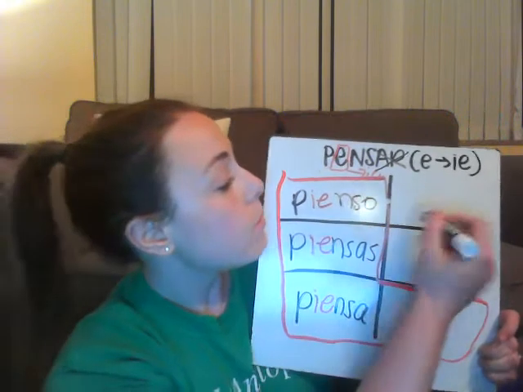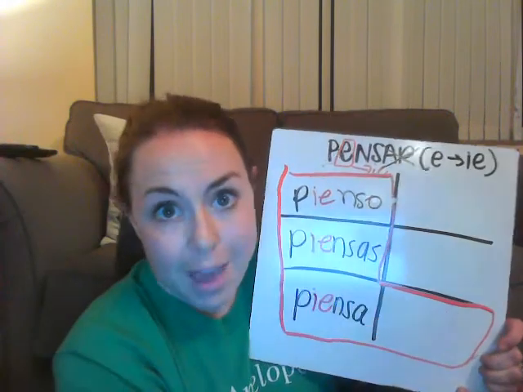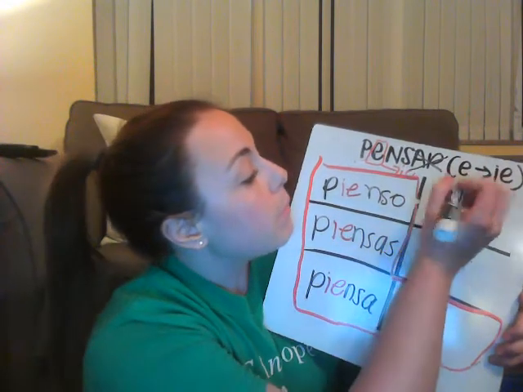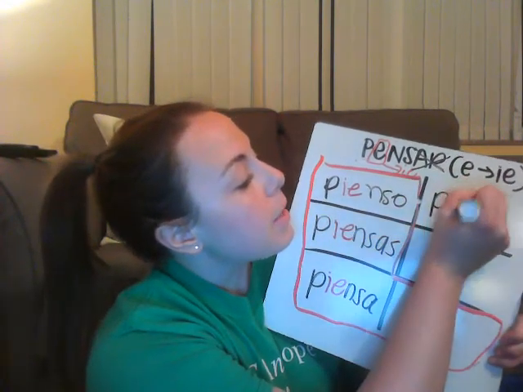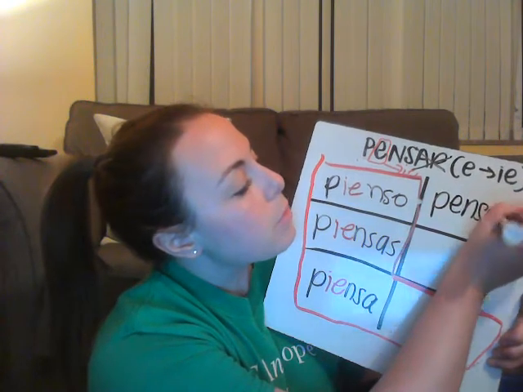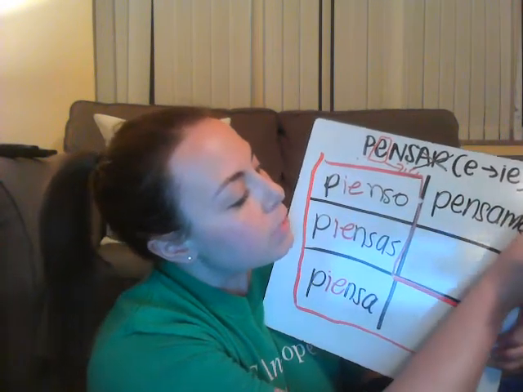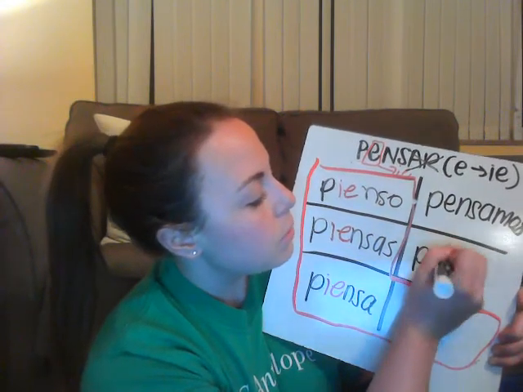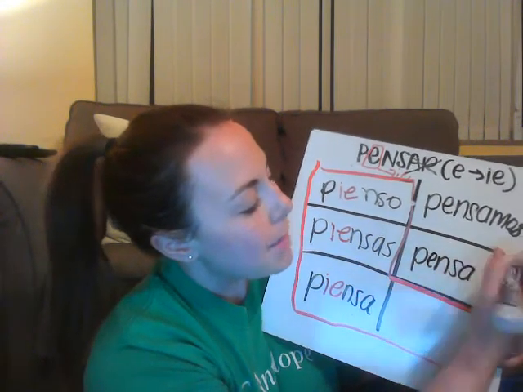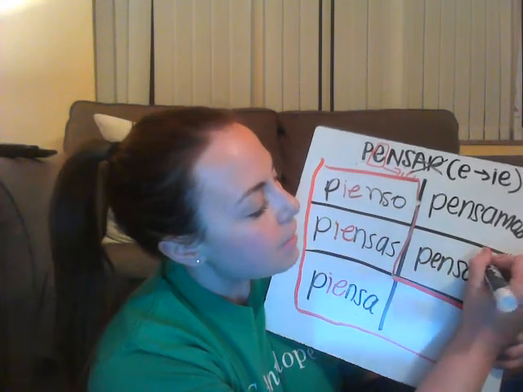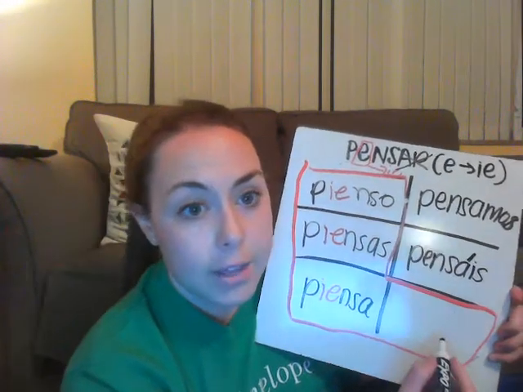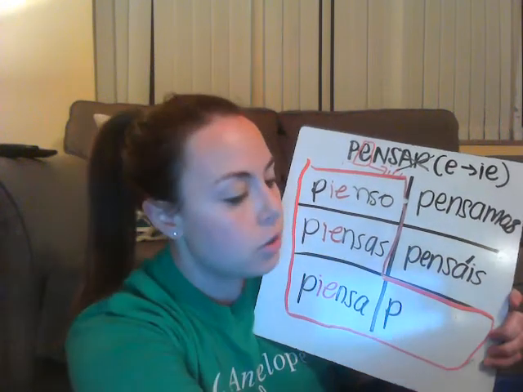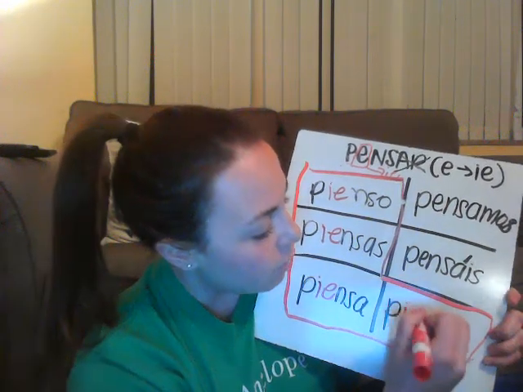Now, for the nosotros, I'm outside the boot, so that means that I'm just going to conjugate like normal, just getting rid of my AR ending and making it pensamos. Outside the boot, we don't have any kind of change. Okay, the vosotros, same thing. I'm outside the boot, so I'm going to have pensáis, accent on that A. And then for the ellos, ellas, ustedes form, I'm back in the boot again, so it's going to again change from E to IE for piensan.